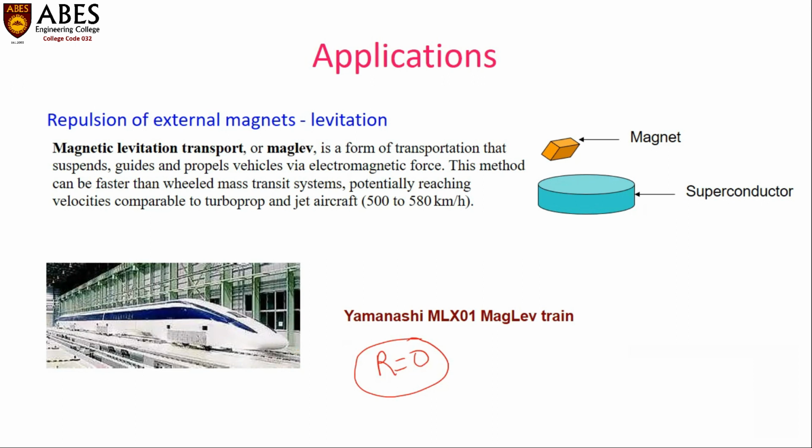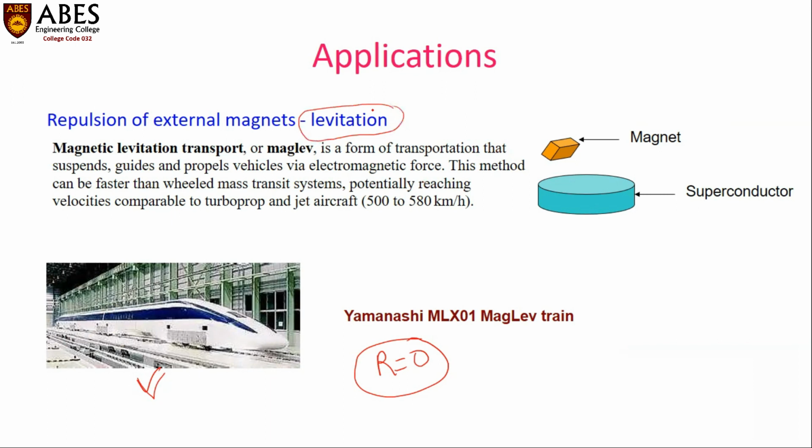The very first application which I would like to focus on here, as anyone can guess from this diagram, is these examples of very smart trains. They look like super fast trains. This is a maglev based train. This train is actually based upon the principle of magnetic levitation.